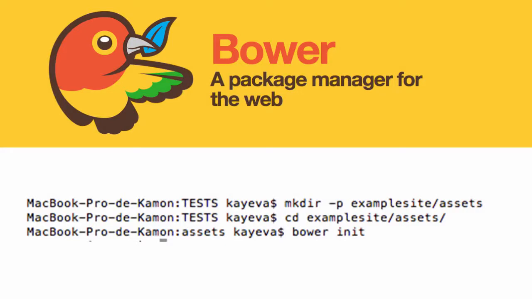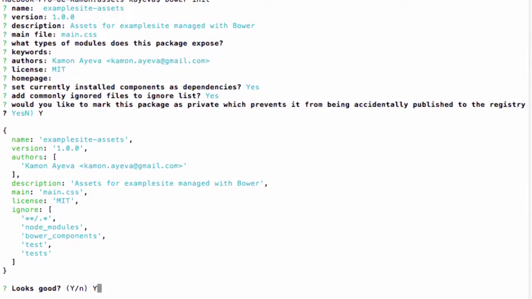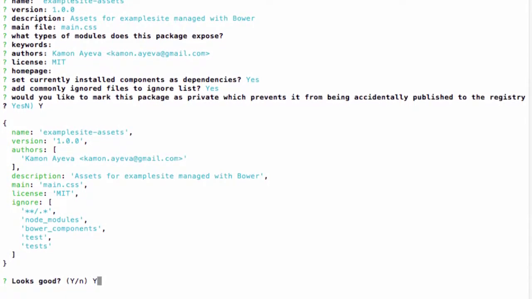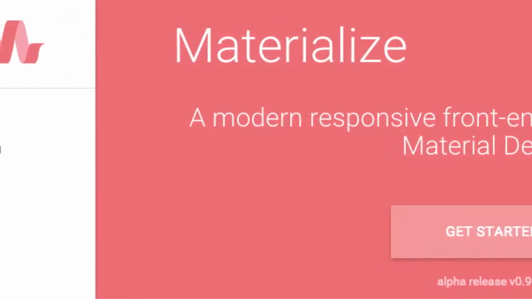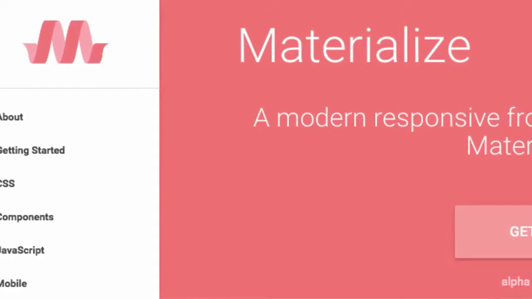Prepare a subdirectory of the project called Assets, where you want to install open-source CSS libraries. Then, initialize the Assets folder as a Bower package. You have to answer a few questions, and this produces a manifest file for the package called bower.json. Now, let's see how to install Materialize CSS via Bower.